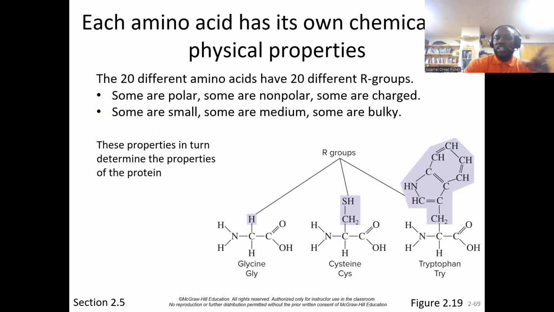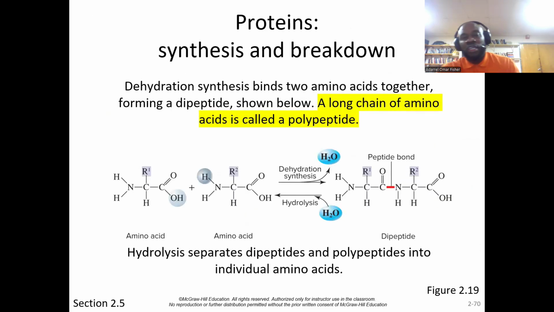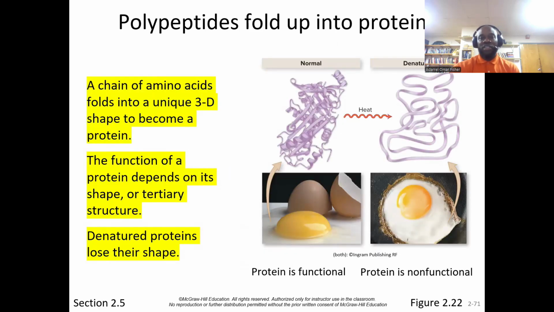The 20 different amino acids have 20 different R groups, right? Some are polar, some are non-polar, some are charged. These properties in turn determine the properties of the protein. Dehydration synthesis, once again, binds two amino acids together, forming a dipeptide. A long chain of amino acids is called a polypeptide, and that's what's going to make our protein, because that long chain of amino acids is going to fold.